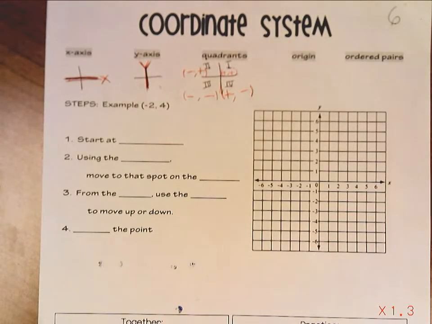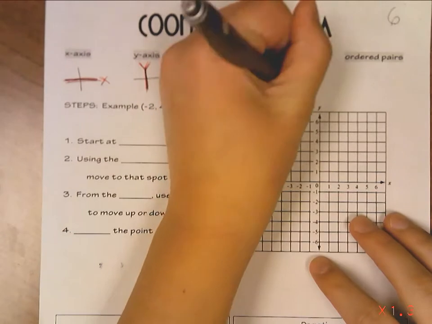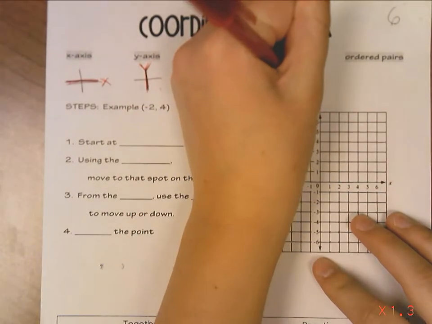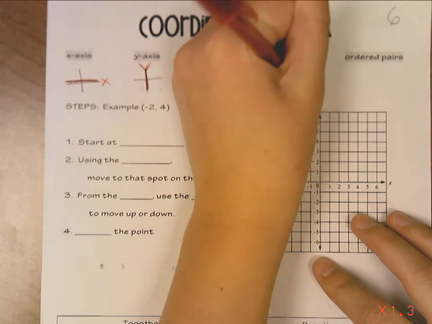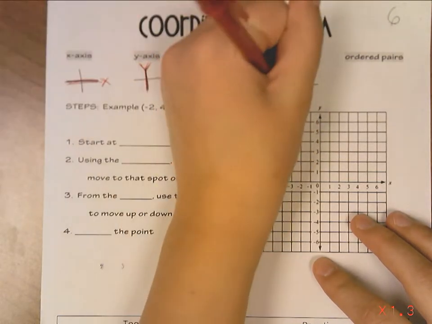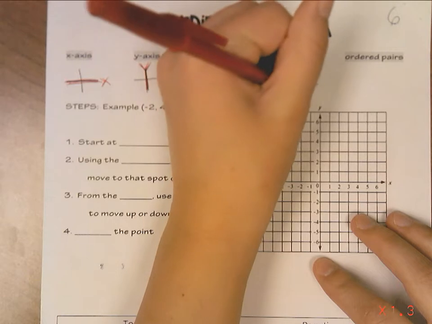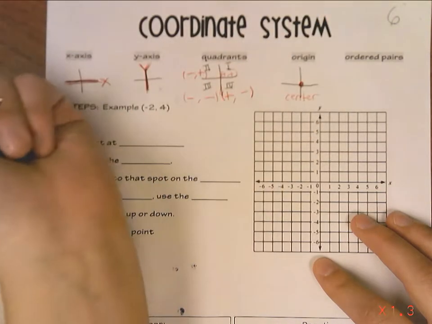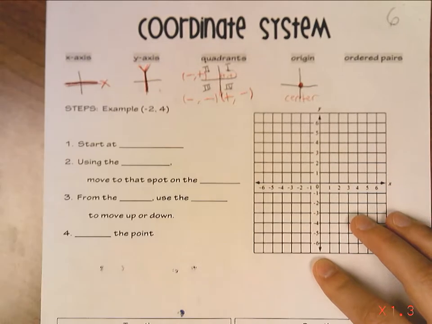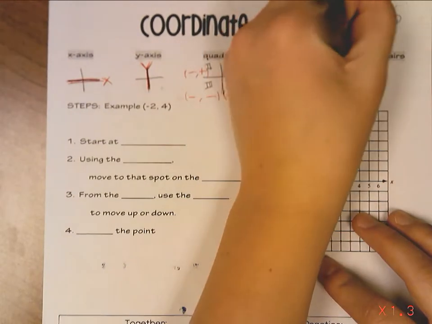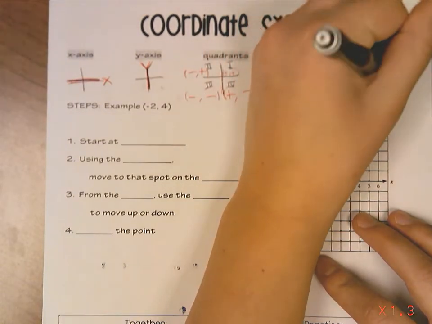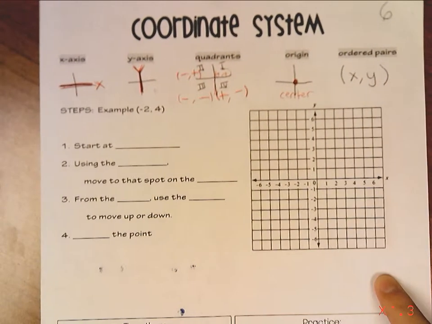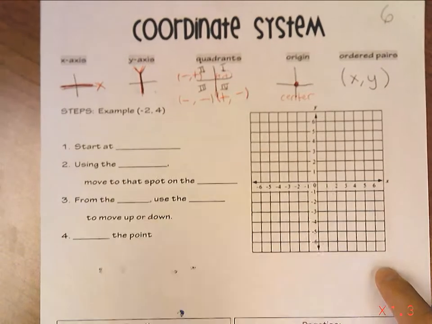Okay, origin. Origin is the center of the graph. So another word for origin is center. And last is an ordered pair. And an ordered pair is x and y. The x is where it goes on the horizontal axis, and the y is where it goes on the vertical axis.